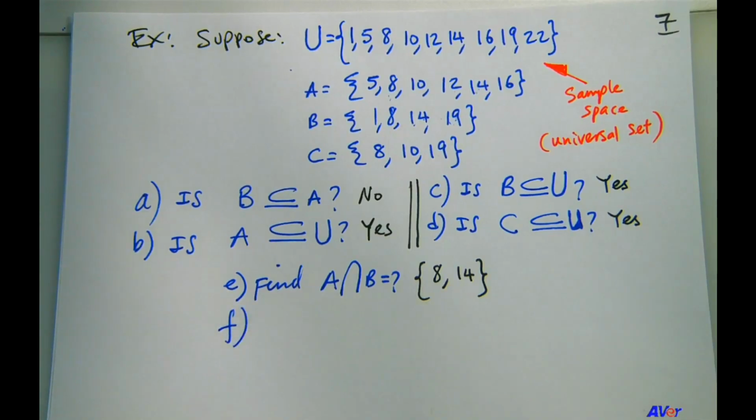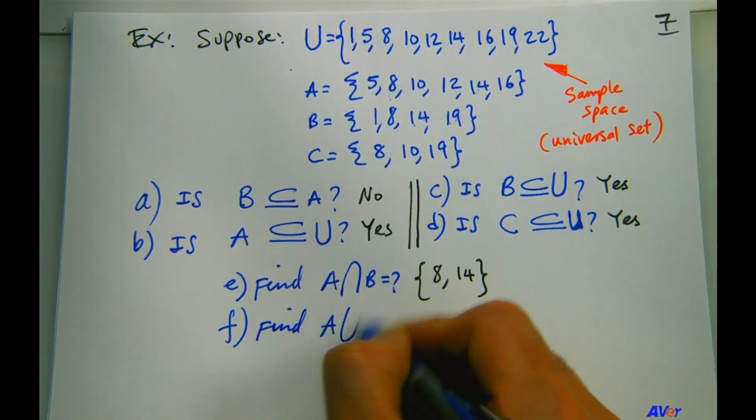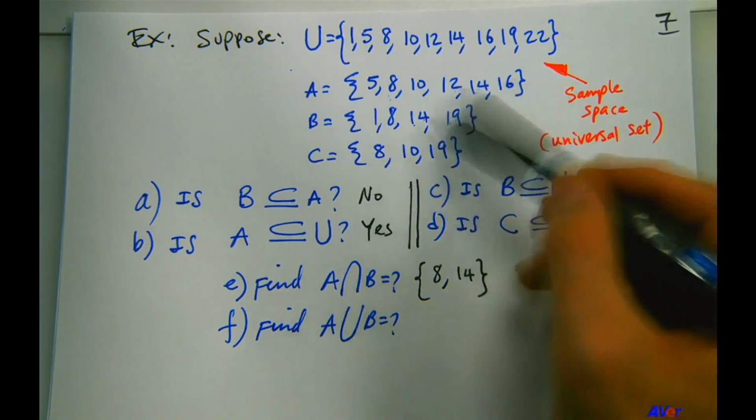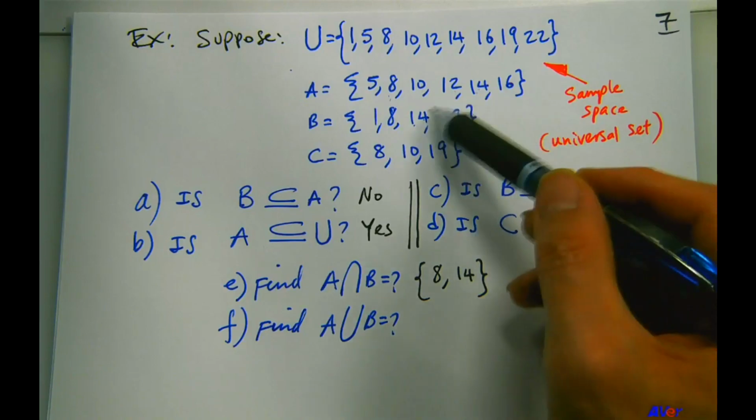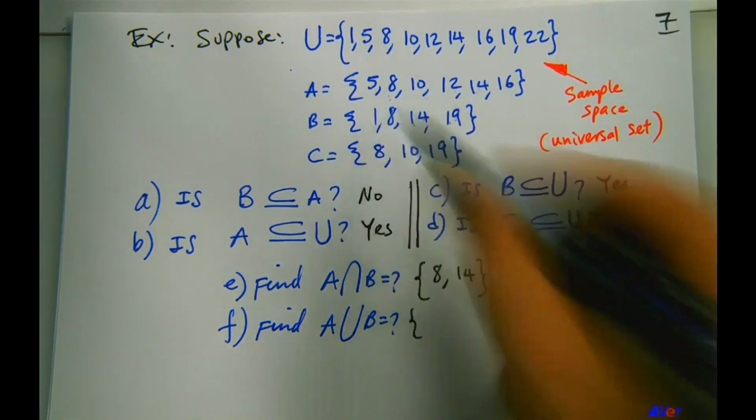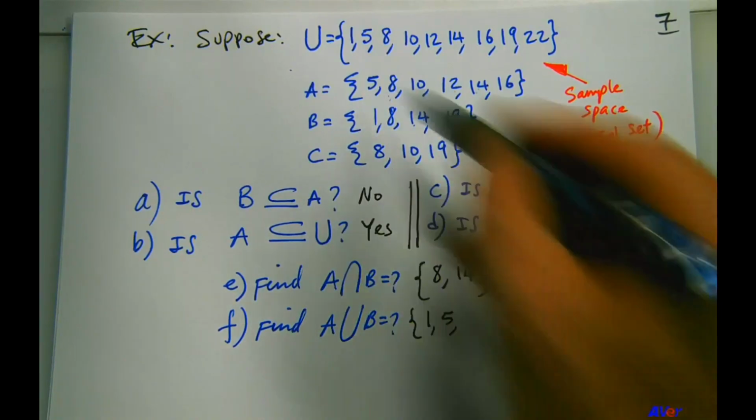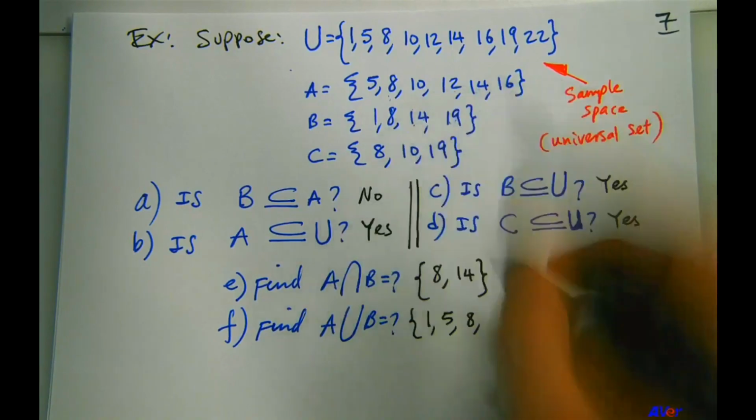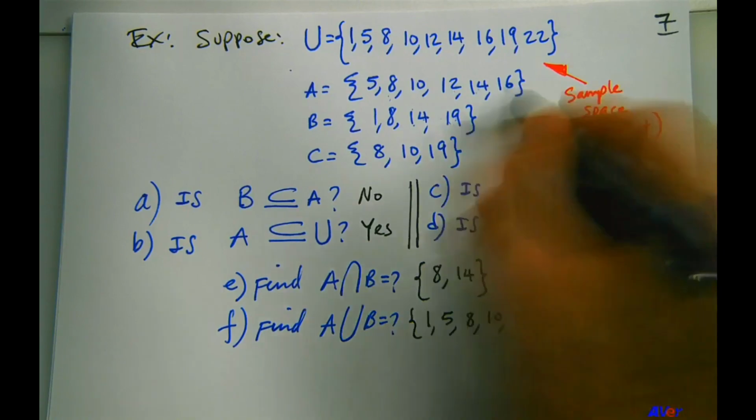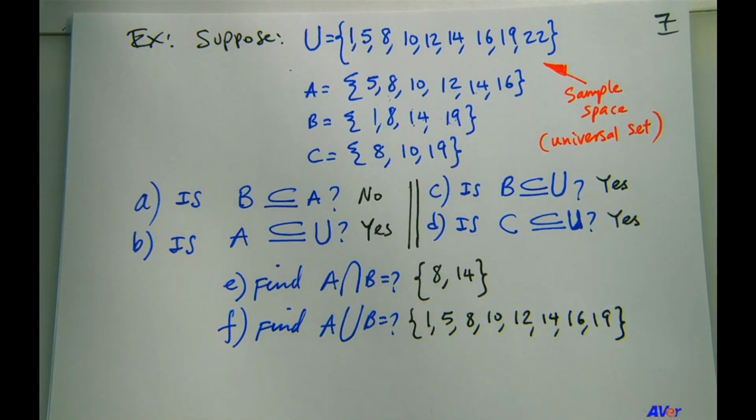Part F, we ask to find A union B. A union B is everything in A and B, right? Everything in A and B only once. So looking at those, what do we get? We get 1, we get 5, we got to list them in order, right? 8, 10, 12, 14, 16, and 19, right? All right, that's that.